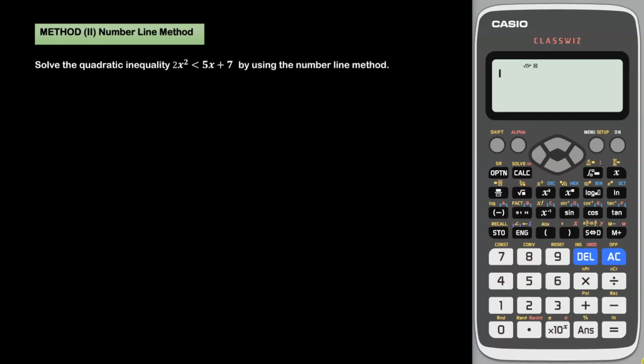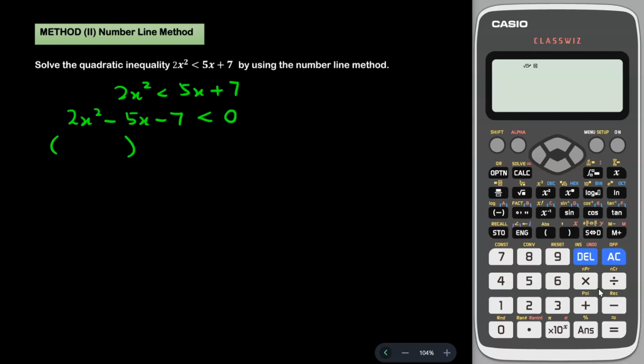Method 2 is number line method. Solve the quadratic inequality 2x squared less than 5x plus 7 by using the number line method. So first, I'm going to write down the question here. 2x squared less than 5x plus 7. And then we're going to move the 5x plus 7 to the left-hand side. So it becomes 2x squared minus 5x minus 7 less than 0.